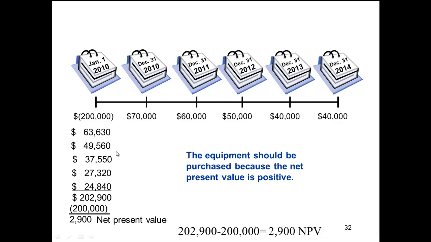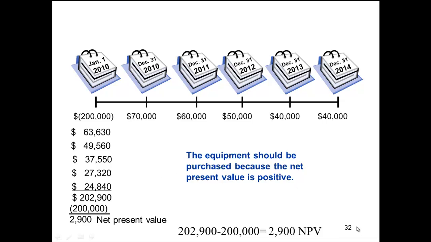So if we added up the present value of all of these, we get the present value of the cash inflows is $202,900. And how much did it cost us? It cost us $200,000. So we have a net present value, net meaning these two numbers are netted together, of $2,900. The equipment should be purchased because the net present value is positive.